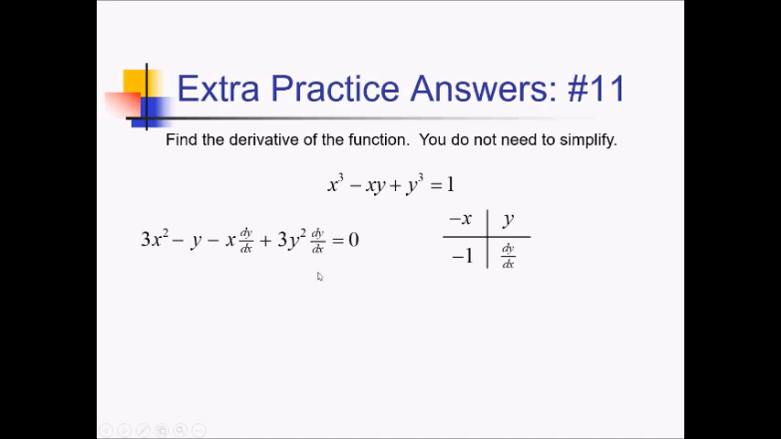So now let me keep all the dy over dx's on one side and move everything else to the other side. So this negative x dy over dx is fine. So is this 3y squared dy over dx. Those can stay. Moving to the other side now, I've got a minus 3x squared that's going over there, along with a y that I'm going to add to get over there. At this point, since I only have dy over dx's on the left side, I can factor that out. So that leaves me with a negative x plus 3y squared in a parentheses over there. And to get the derivative, I just have to isolate dy over dx by dividing both sides by this parentheses. So I end up with negative 3x squared plus y over negative x plus 3y squared.